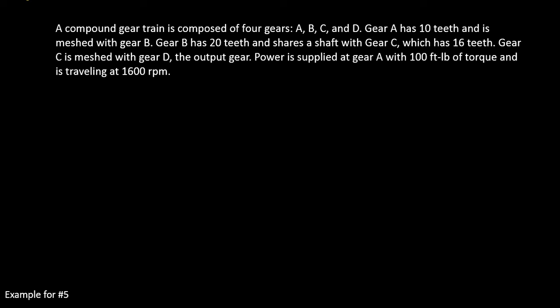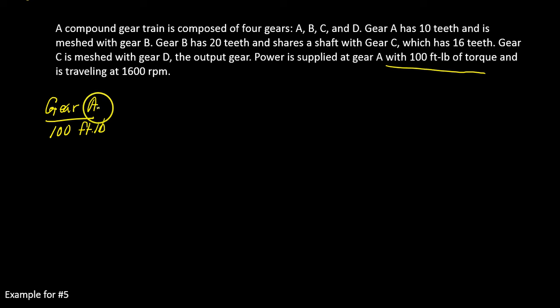First thing we'll need to do is to sketch out this particular drivetrain. Want to list a couple of things first that we know. So for gear A, we know a few things about gear A. What do we know? Well, we know that power is supplied at gear A with 100 foot-pounds of torque. So I'm going to list that. We're going to be needing that in our equation as we go forward.